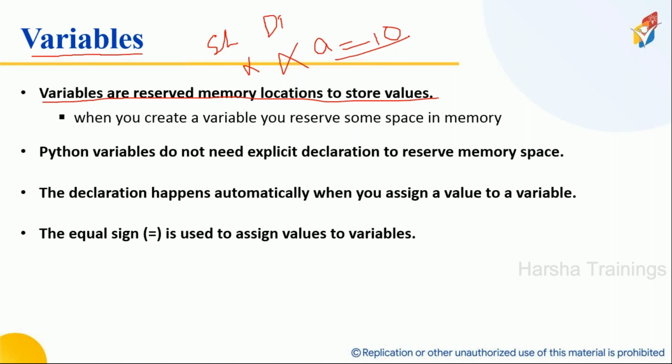Don't use this concept in other languages, because whenever I create like this, what will happen? 10 is called a value, A is called a variable. I'm assigning a value 10 into the variable A. When this happens within the memory, it is going to create an int object.